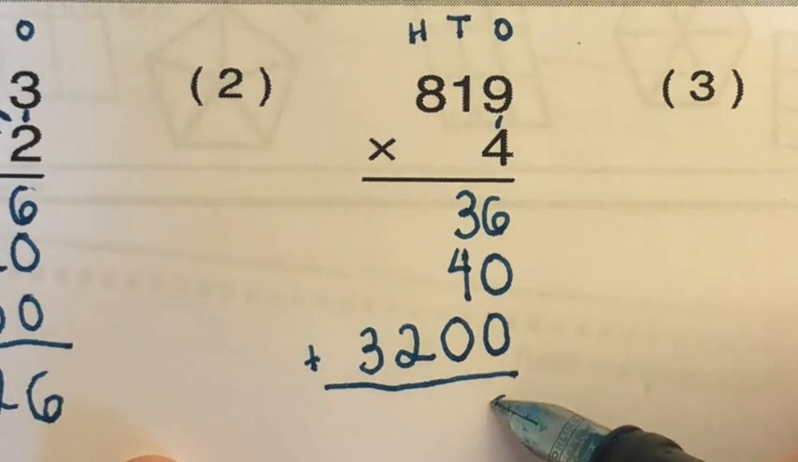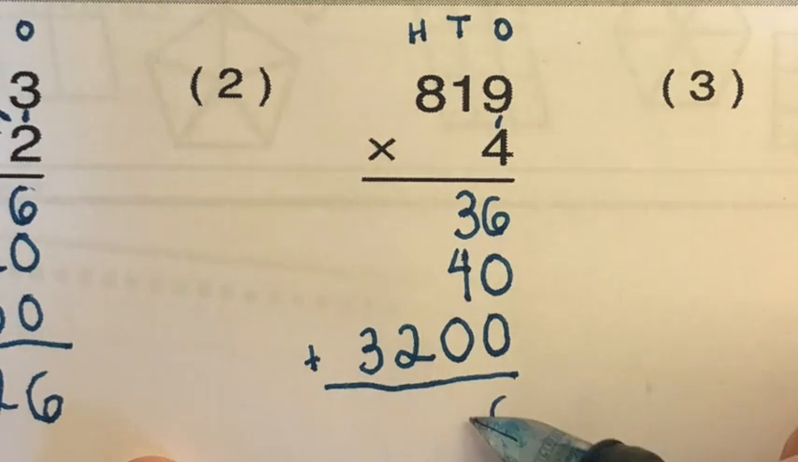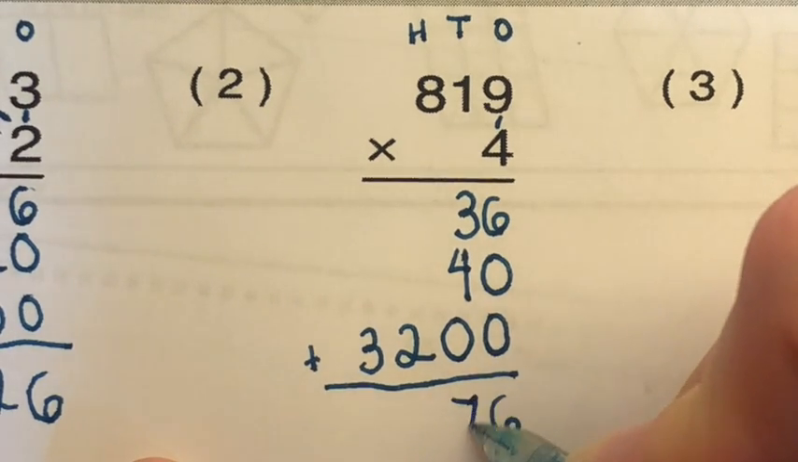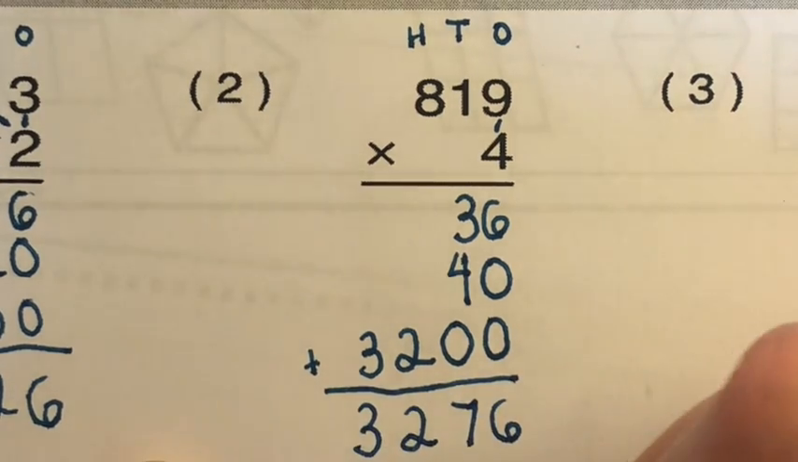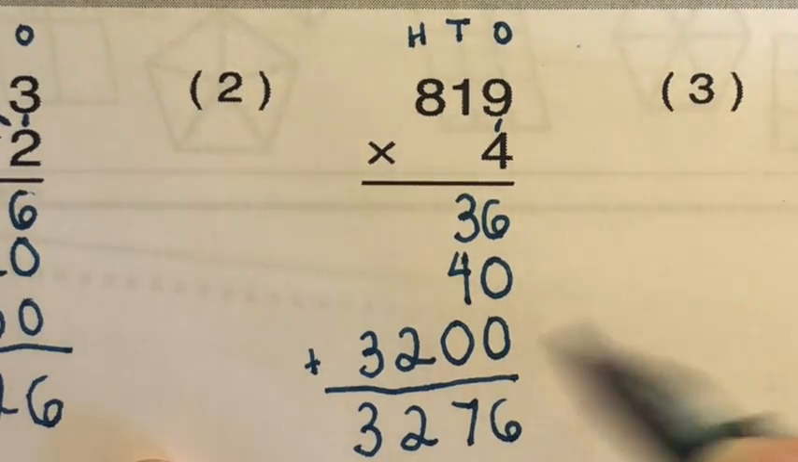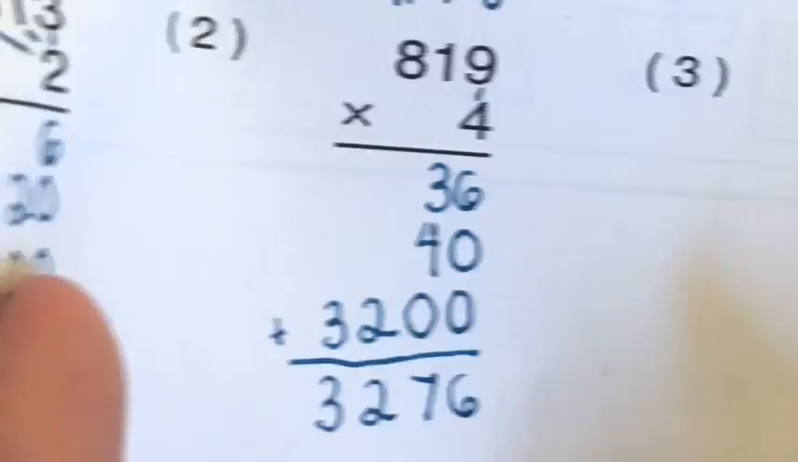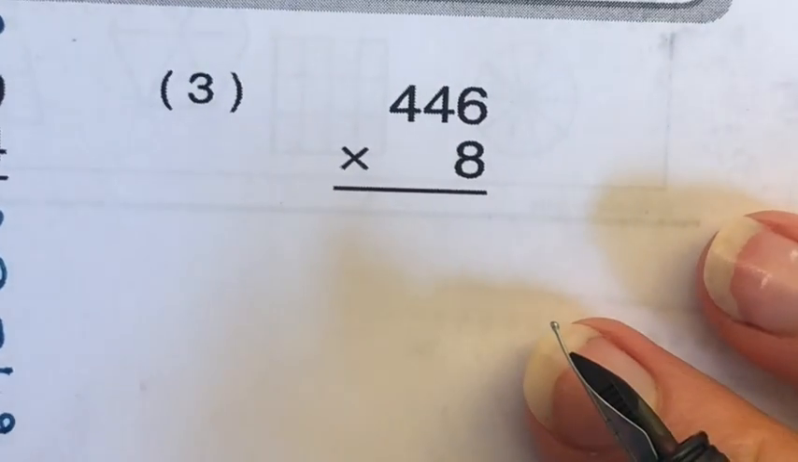Okay, now let's add all of my partial products together. 6 plus 0 is 6. 3 and 4 is 7. 2 and nothing, 2 hundreds, and 3,000. 3,276.